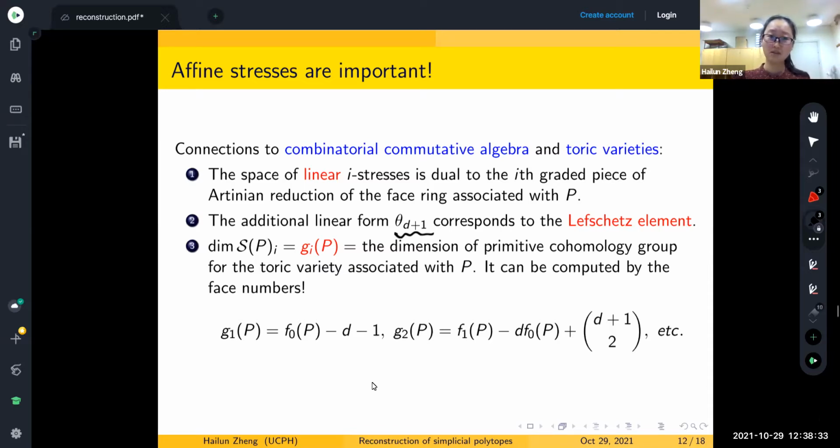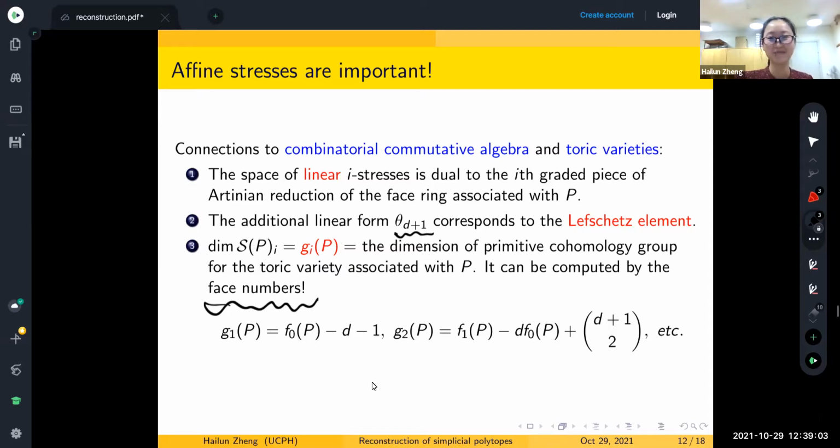Okay, the last one is kind of important. For the space of affine stresses, not only do we know how to define it, but also we know how to calculate it using the face numbers. Okay, so it is exactly g_i of P. So how do we define these g numbers? You just have to remember these two numbers in this talk. g1 is the number of vertices minus d minus 1.